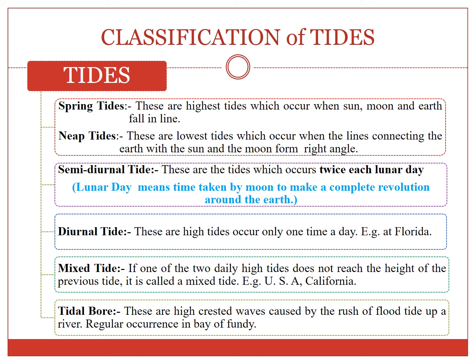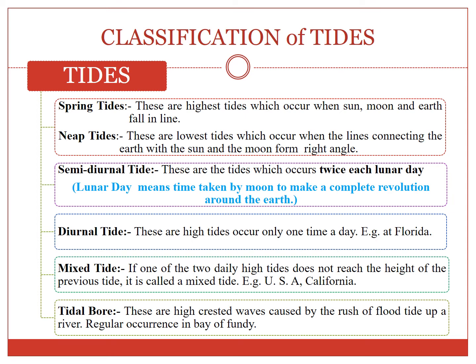The next is the semi-diurnal tides. These are the tides which occur twice each lunar day. The moon crosses the observer's meridian twice in every 24 hours and hence generates two tides a day. Now everyone will ask me, what is a lunar day? So lunar day means the time taken by the moon to complete one revolution around the earth.